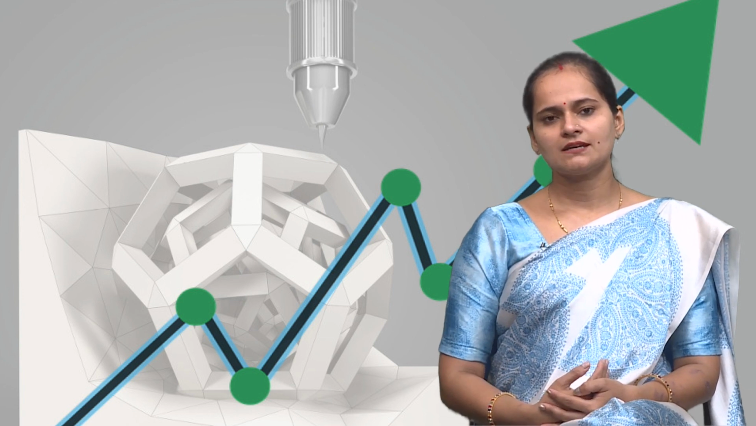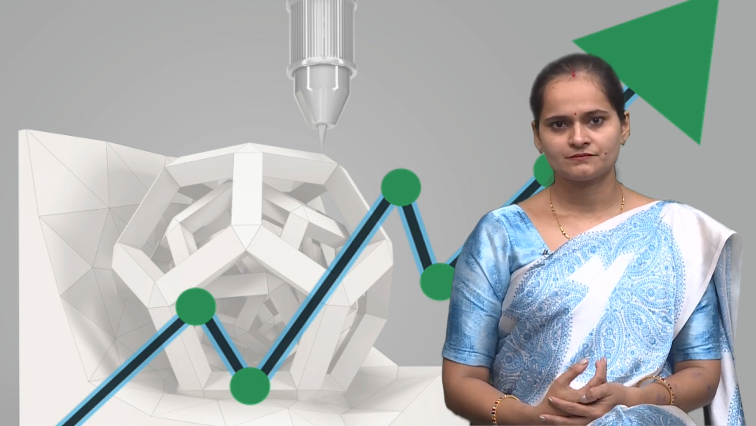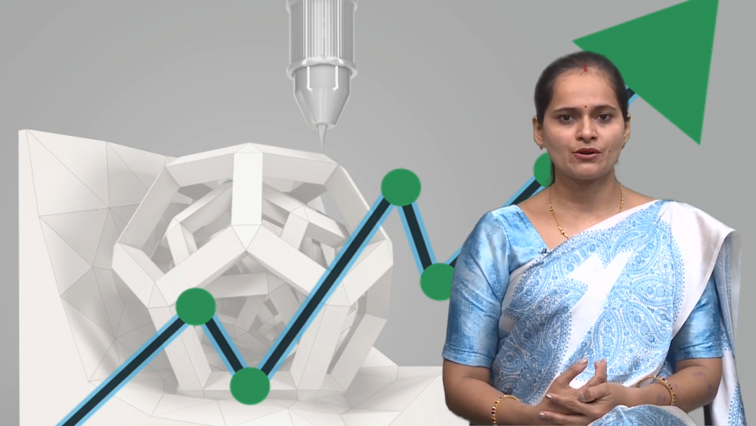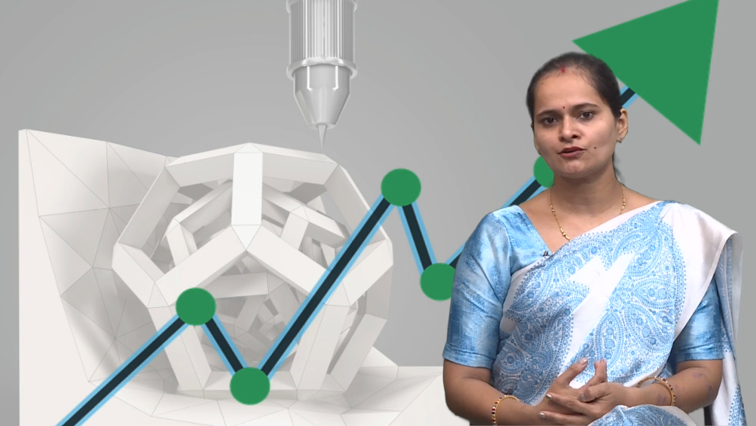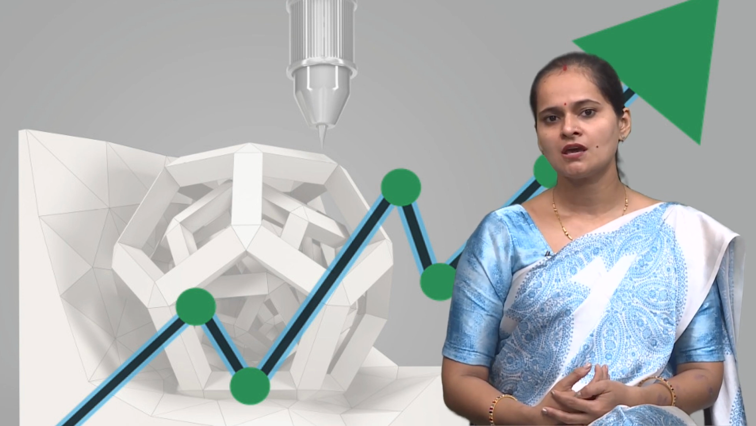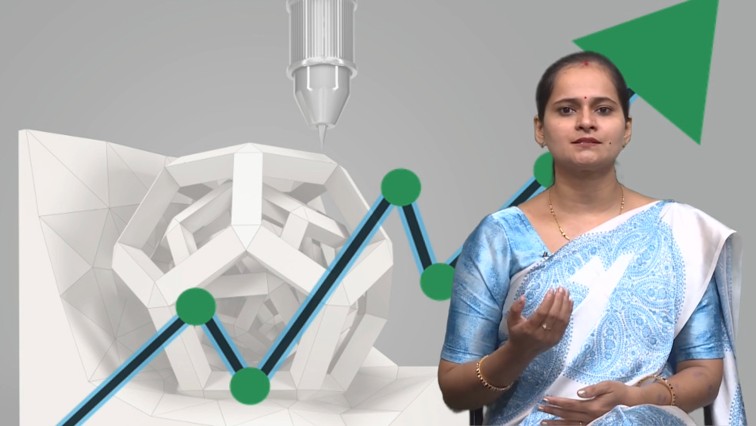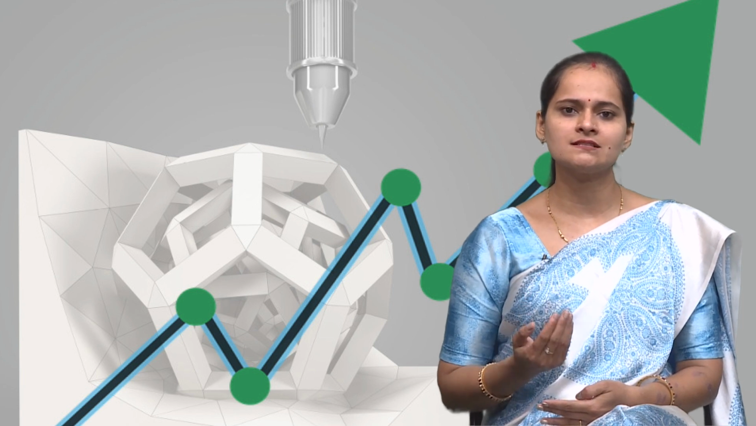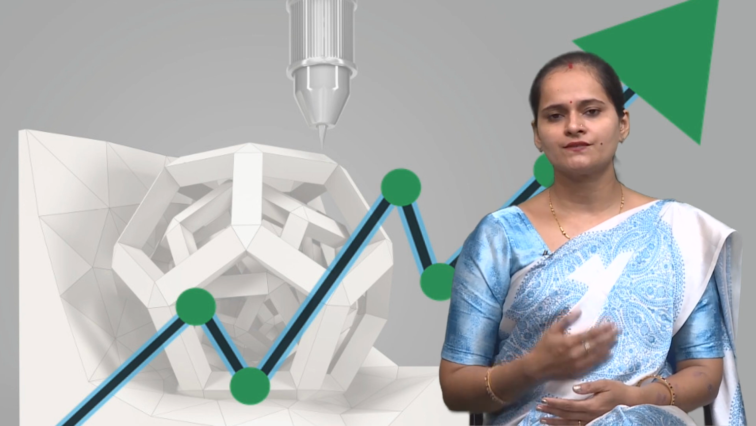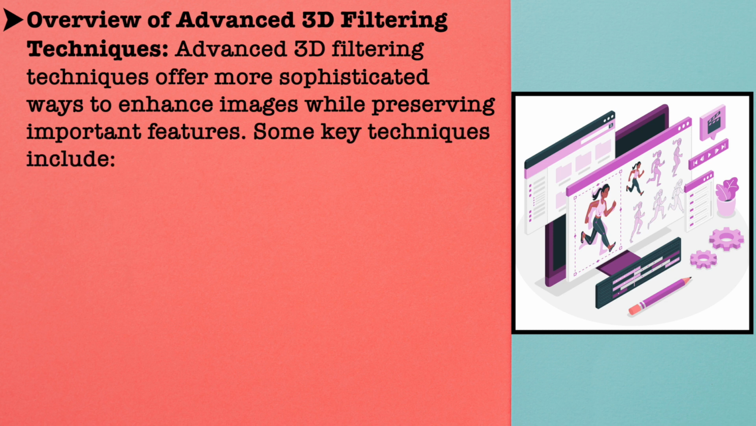So next topic is 3D image filtering techniques with the detailed description. So overview of advanced 3D filtering techniques such as anisotropic diffusion, bilateral filtering and non-local means. We have to learn all these methods. After that we have to learn visual examples which will show how these techniques preserve the edges and details in 3D images. So one by one we have to learn. First we have to start with the overview of advanced 3D filtering techniques.